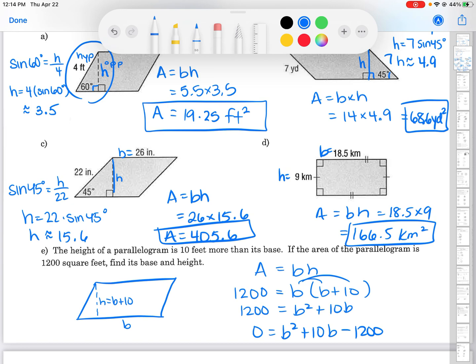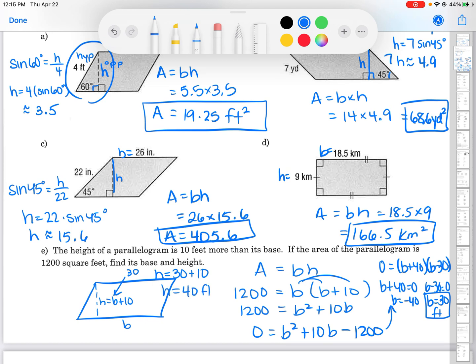All right, so if we factor this, we could use 30 times 40. So that's going to give us 0 equals b plus 40 times b minus 30. We can set them both equal to 0. We're going to get that b is negative 40, which doesn't make sense, or that b is positive 30. That makes more sense. So our base is going to be 30 feet, and then we can plug that back in to figure out the height. So if we plug in that 30 here, that means our height is going to be 30 plus 10. So our height is going to be 40 feet.